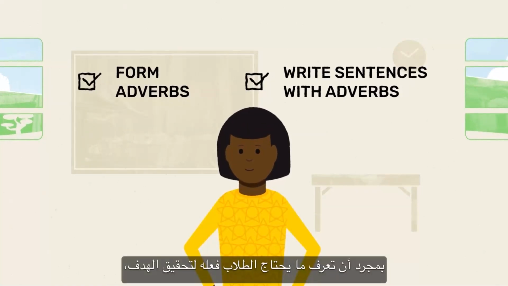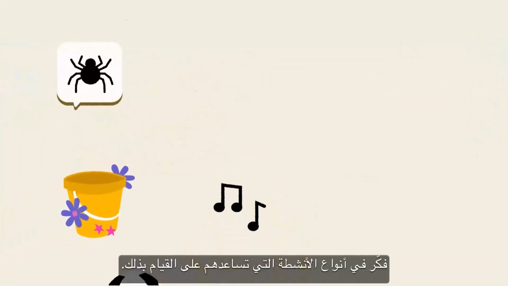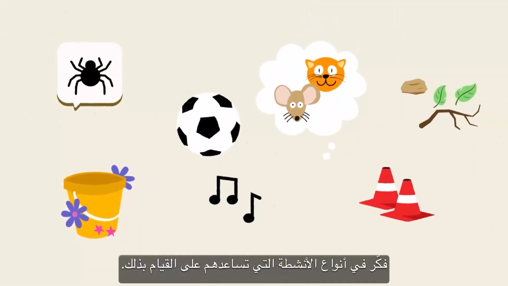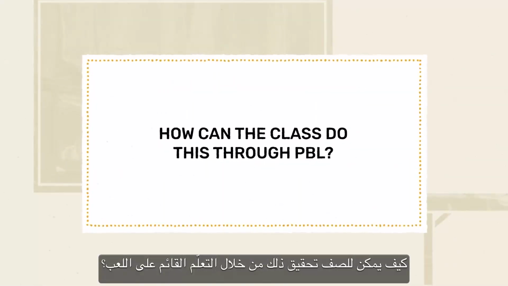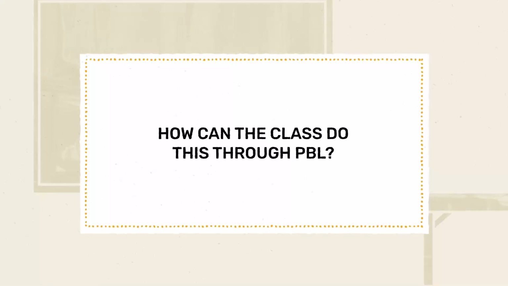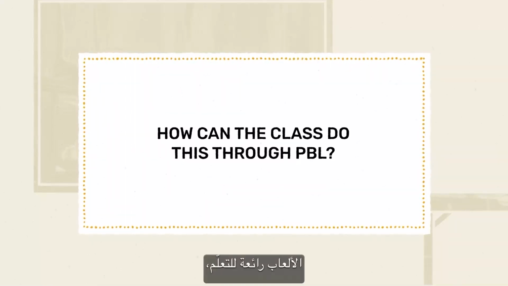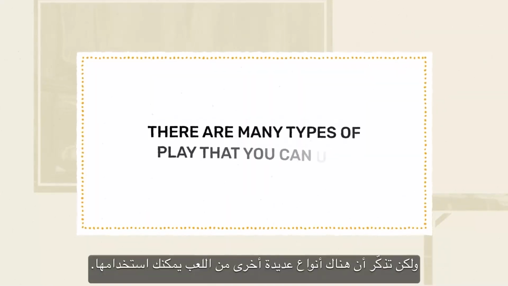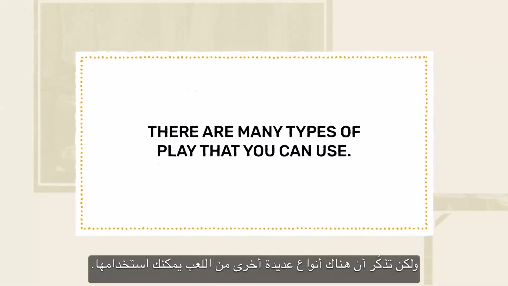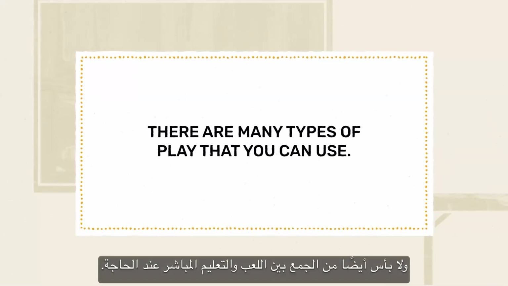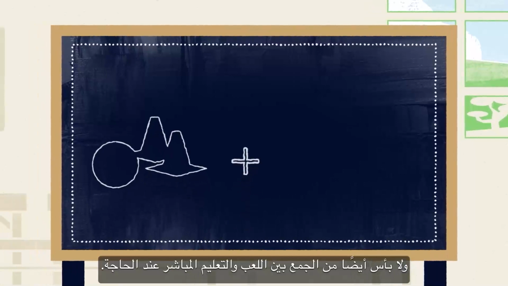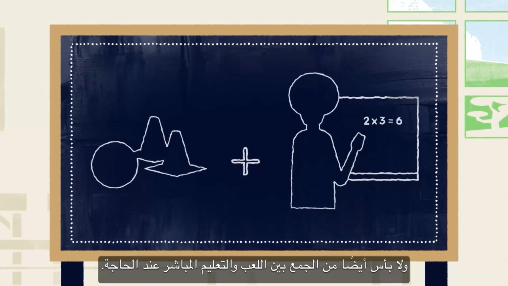Once you know what students need to do to meet the objective, think about the types of activities that help them do this. How can the class do this through PBL? Games can be a great way to learn, but remember that there are many types of play that you can use. It's also okay to combine play with direct teaching when you need to.